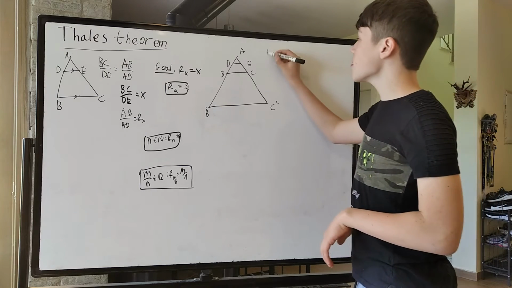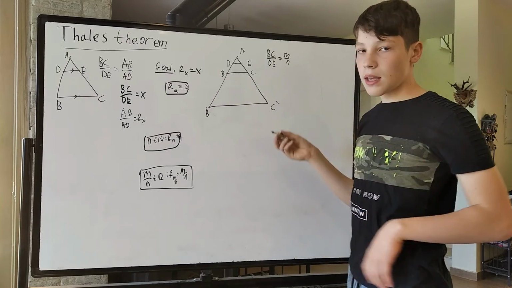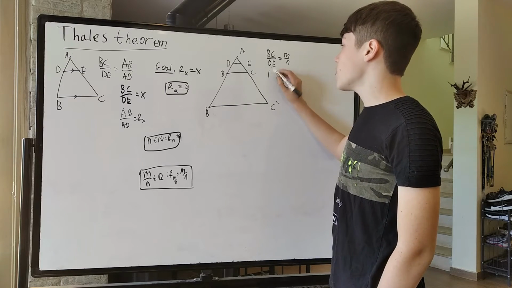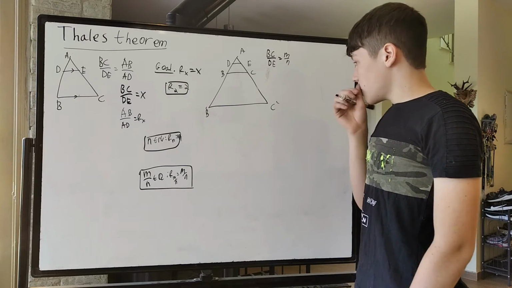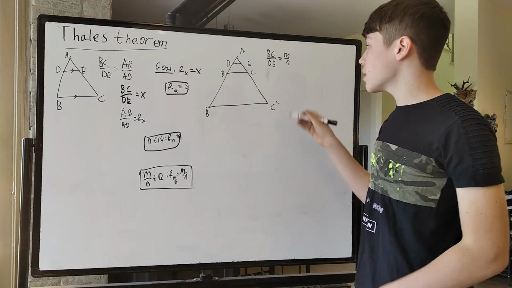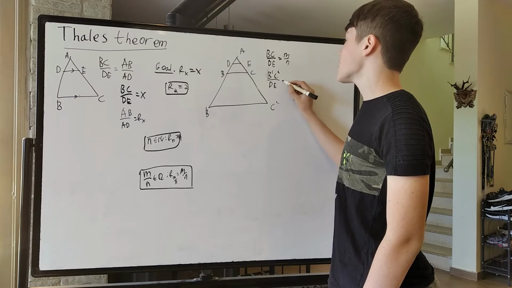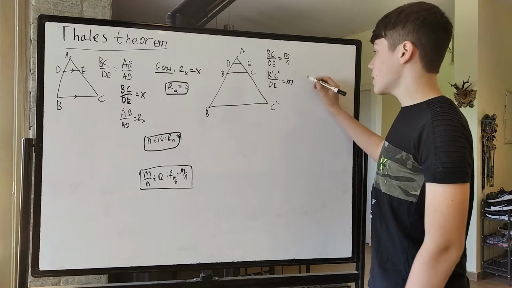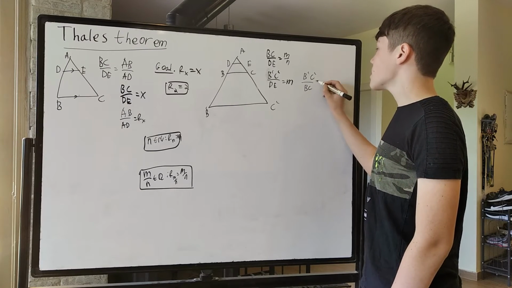So suppose here BC divided by DE is equal to m over n, for m and n being natural numbers. We need to show that AB over AD is m over n. So I drew another B prime C prime, and I drew them so that B prime C prime divided by DE is equal to n. And because of our given, we know B prime C prime divided by BC is n.